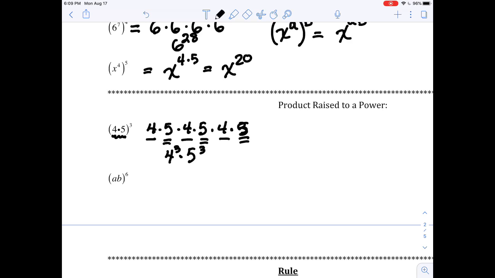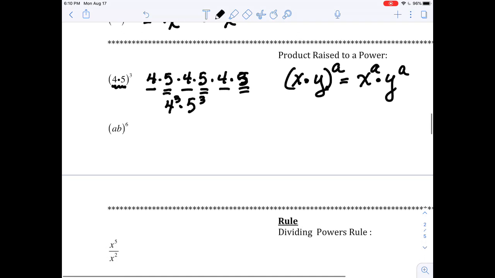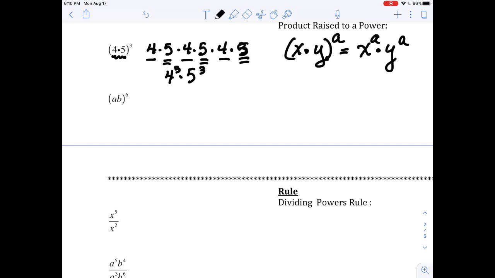And so the shortcut, instead of expanding, and a lot of these shortcuts are ways to have you not write out the expansion in order to produce the answer. So our shortcut would be x times y raised to the a power. So in other words, 2 different numbers inside there, the 4 and the 5, is a shortcut of x to the a times y to the a. So I'll let you go ahead and try that next example, and then you can check your answers with mine.